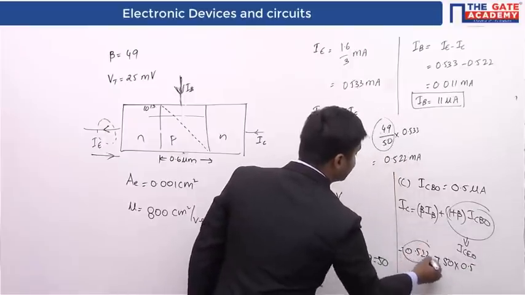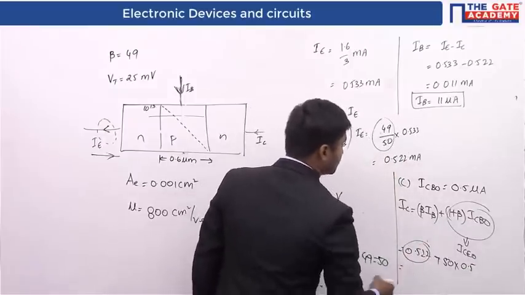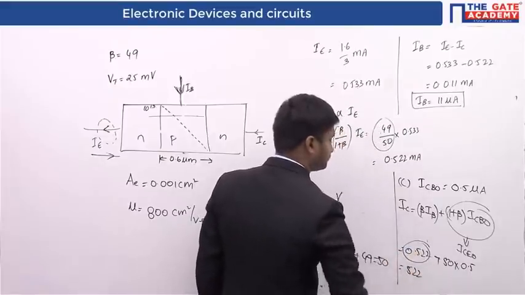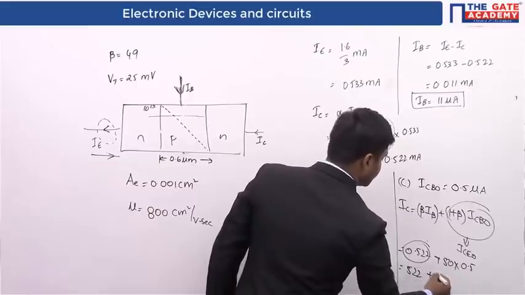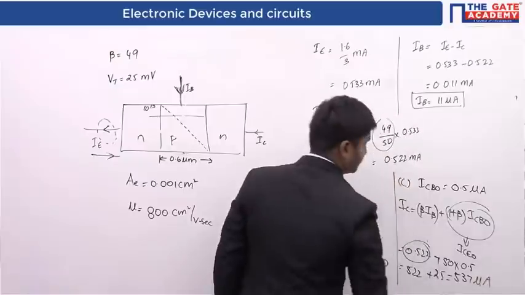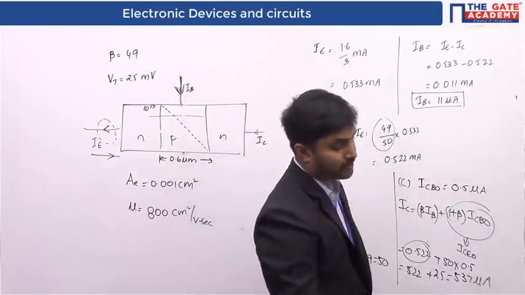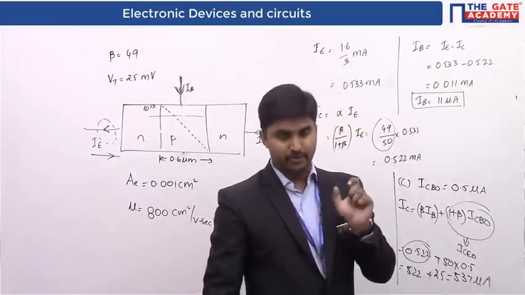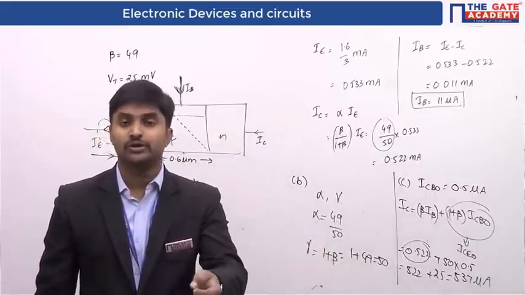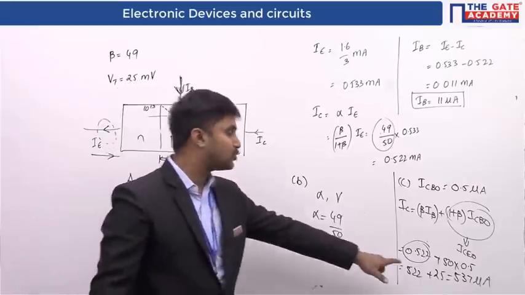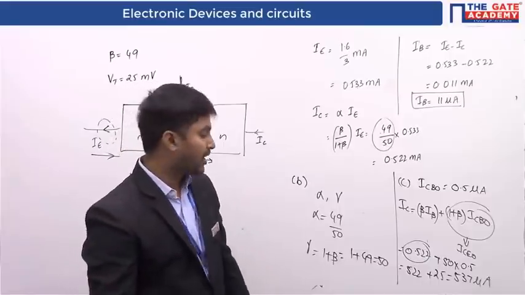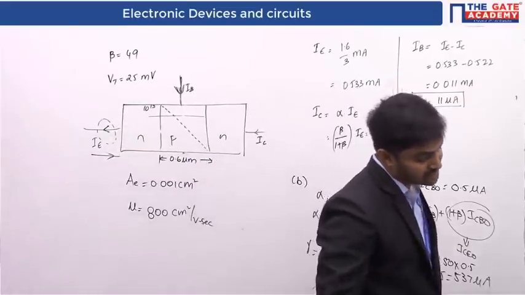So if I write this in terms of microamperes, this value is going to be 522 plus 25. So it is going to be 537 microamperes. Please be careful with the units: it is asked in microamperes, and in microamperes it's going to be 537 microamperes. So this is the answer for the third part of the question.